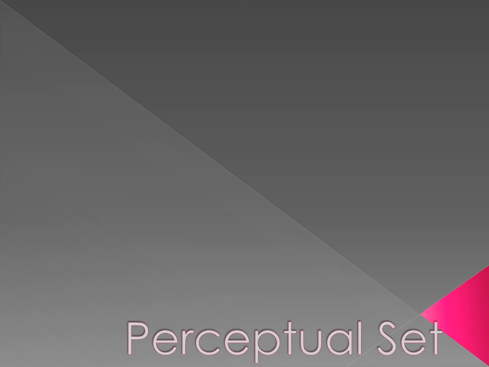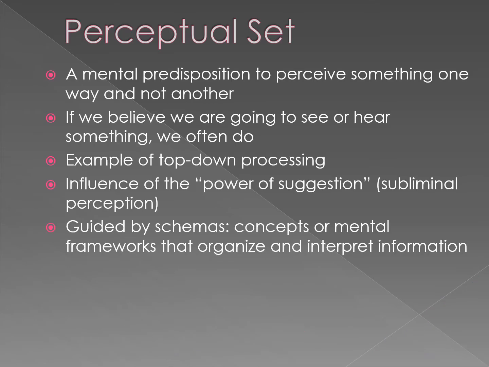Today, we'll be talking about perceptual sets. So, perceptual set is a mental predisposition to perceive something one way and not another. All right, so that's the definition. That first bullet point is the definition. Mental predisposition to perceive something one way and not another. All right, so that's just, we naturally see things certain ways and not other ways.